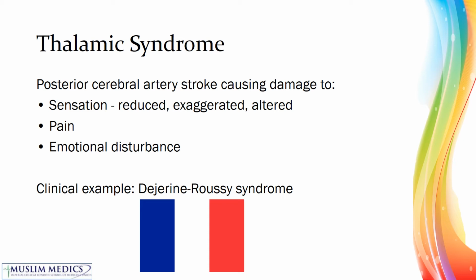As we already mentioned, the thalamus is connected to the somatosensory cortex, and therefore we'll have altered pain and crude touch sensation, and we'll also have some emotional disturbances as well, because of the role the thalamus plays in the limbic system. Thalamic syndrome can also be known as Dejerin-Roussy syndrome, and this is when we have an initial loss in sensation followed by chronic thalamic pain afterwards.